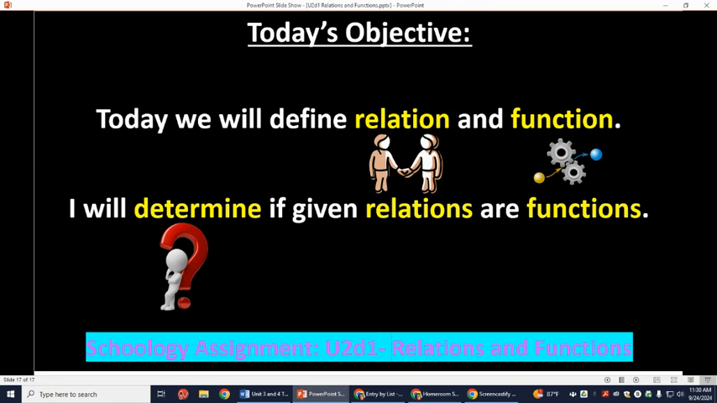Today we will define relations, right? And we can see it as a table, we can see it as a graph, we can see it as a mapping, we can see it as ordered pairs. And then we can determine if those are function or not by looking at those x values or those input values and making sure they don't repeat or go to more than one place. Okay? Alright, so Unit 2, Day 1, Relations and Functions.